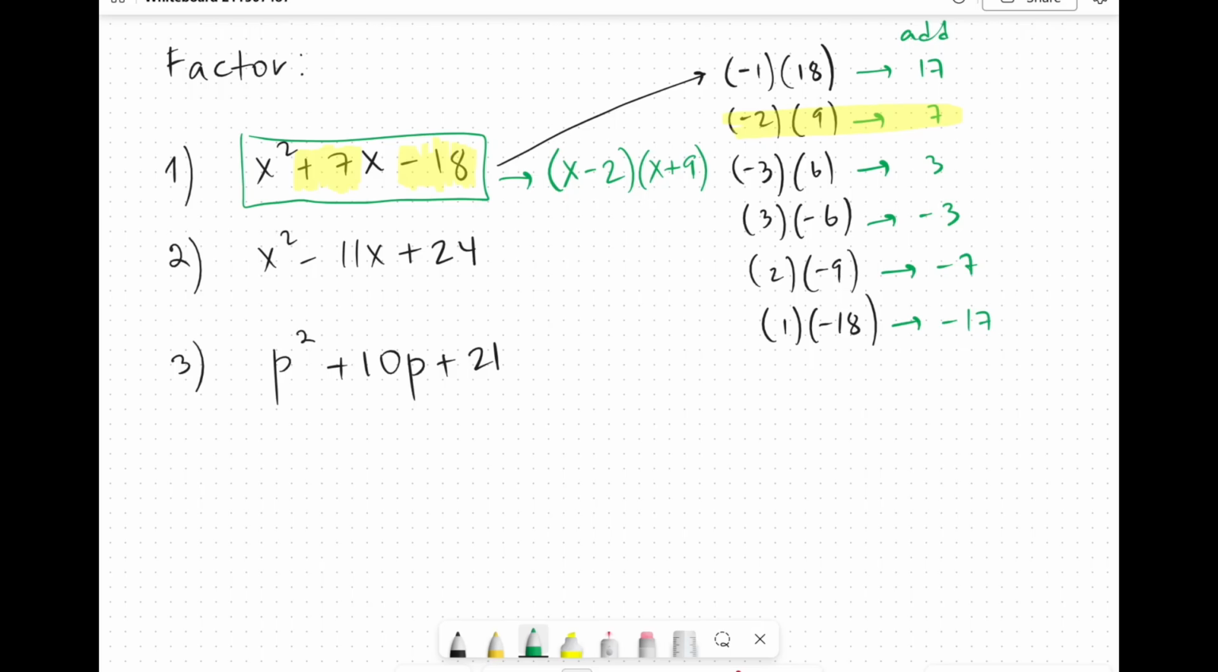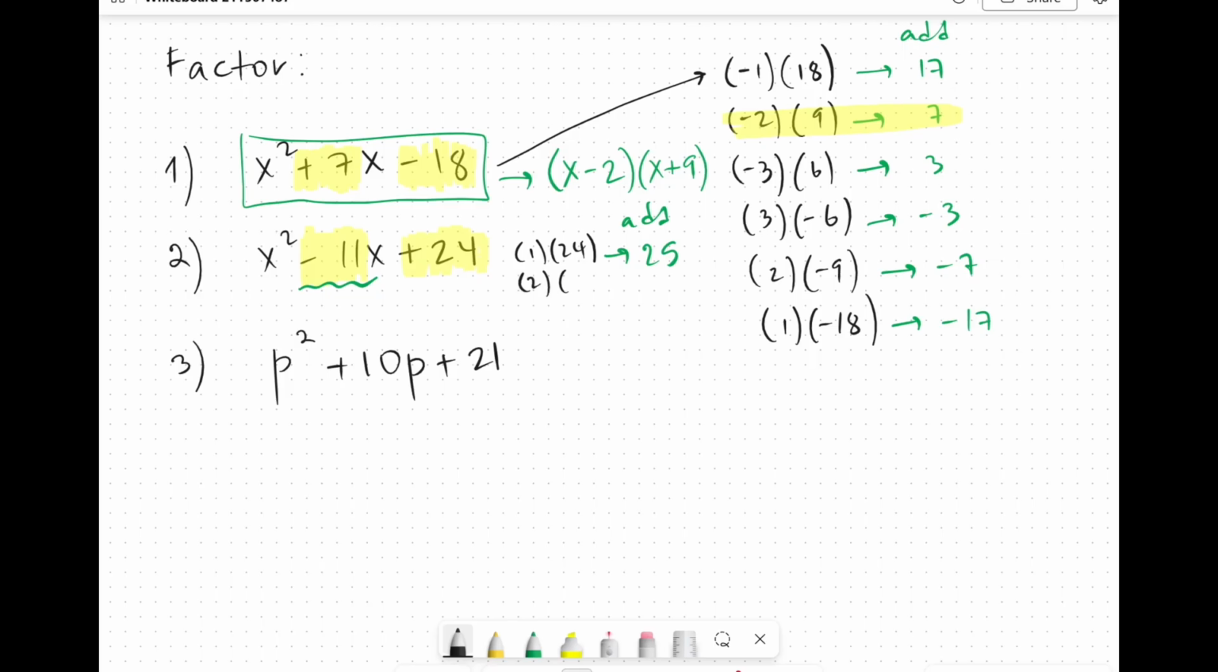So let's look at the second example where the constant term is a positive 24. So I have to find pairs that multiply to this positive 24, but also keep in mind they need to add to this negative 11. So we'll start with multiplying. What multiplies to 24? Well, it's 1 and 24. Let's go ahead and add them too, just to check. If you add 1 and 24, you get a 25. And you need this negative 11. So that's not your pair.